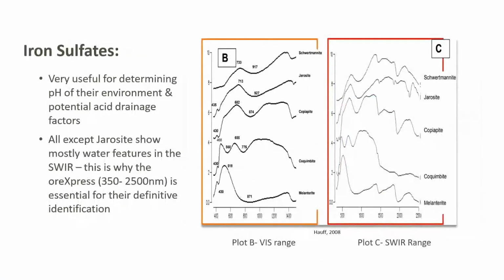Now, the iron sulfates are going to be very useful to help in determining pH of their environment and potential acid drainage factors. So they are plotted here in plot B for the visible range and plot C for the SWIR range. And these include schwertmannite, jarosite, copiapite, and melanterite. Except for jarosite, they're all going to show mostly water features in the SWIR. So a full-range spectrometer is therefore essential for their definitive identification.